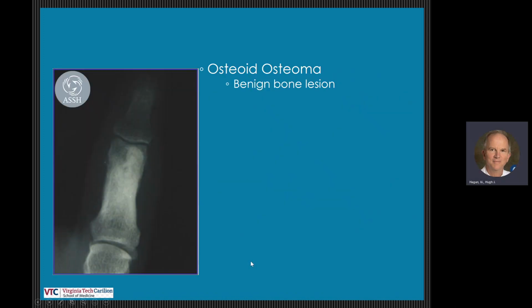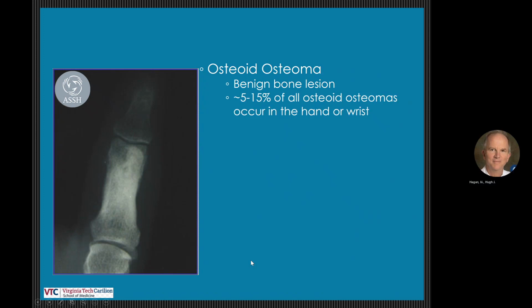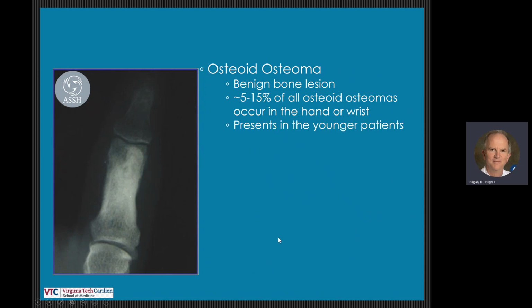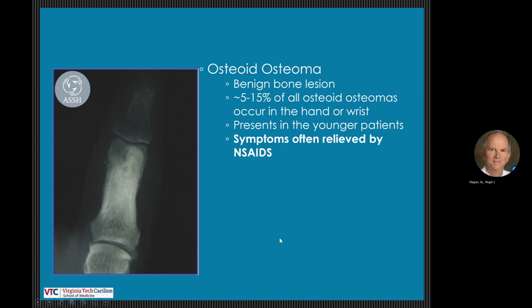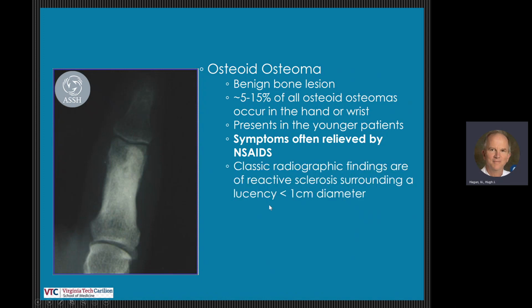Osteoid osteomas are benign bony lesions. They are fairly common in the wrist and hand. About 15% of them occur in the wrist and hand. They tend to show up in younger patients. And the symptoms, which are usually just focal pain and tenderness, are relieved by classically aspirin, but also non-steroidal anti-inflammatories.